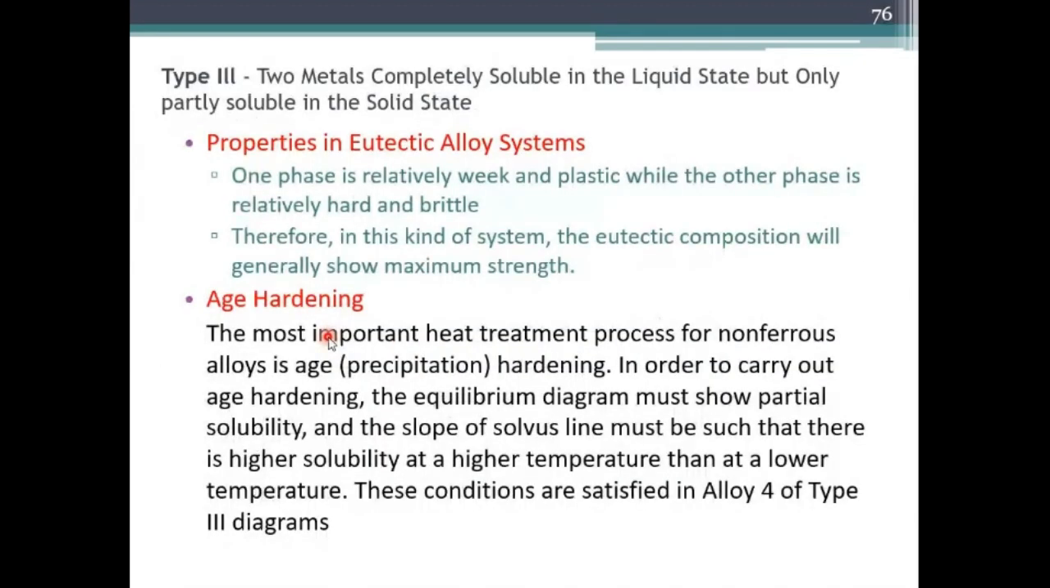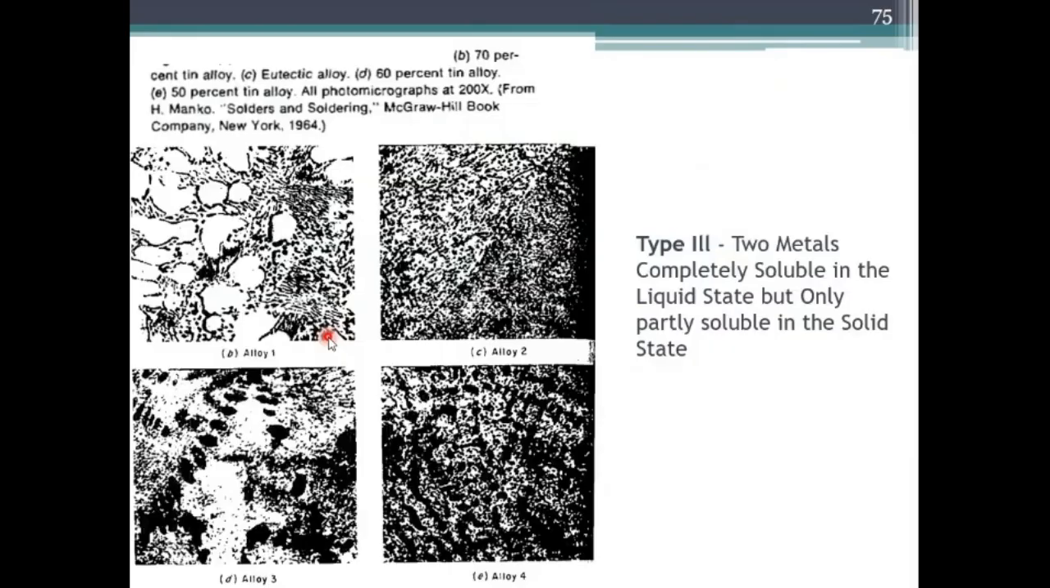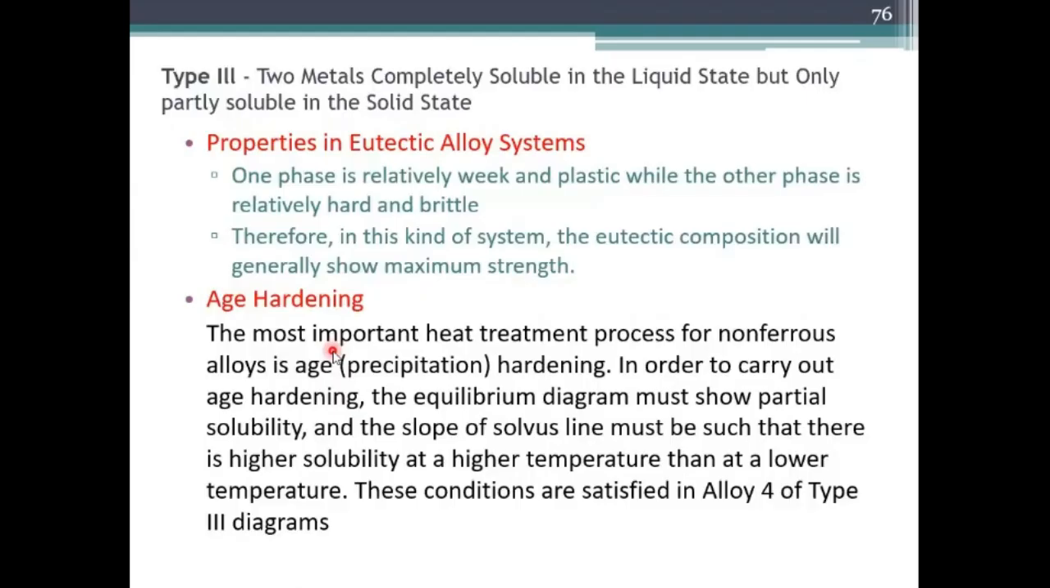Now, when you talk about the properties of this eutectic alloy, we are taking two phases. Out of that, one phase will be relatively weak and plastic, while the other phase will be comparatively hard and brittle. Therefore, in this kind of system, the eutectic composition will give you the maximum strength. That is the composition 70 by 30, I told you, right? 70% B and 30% A.